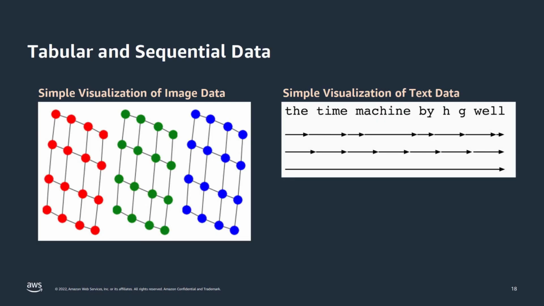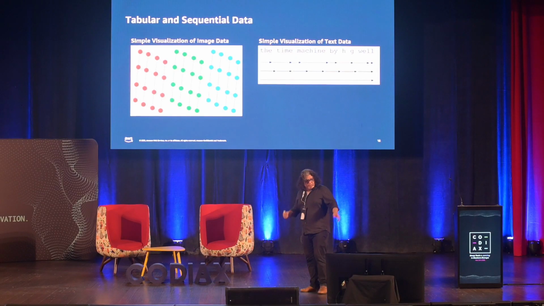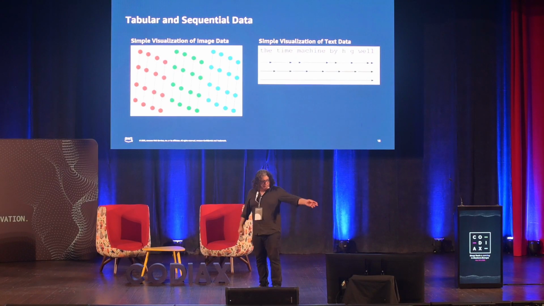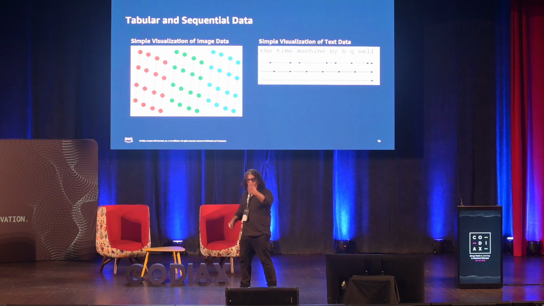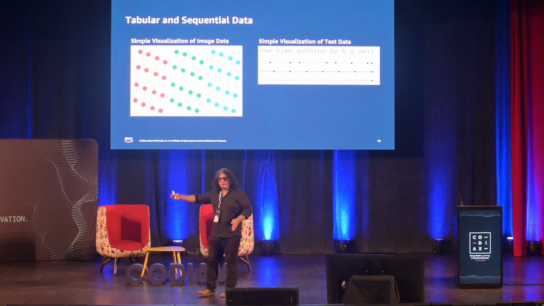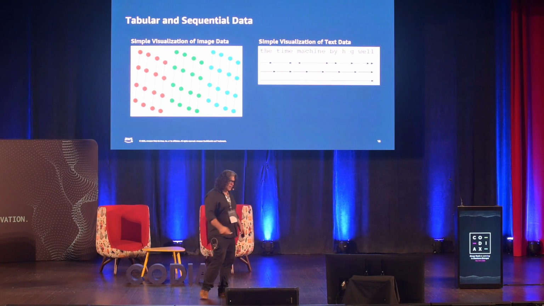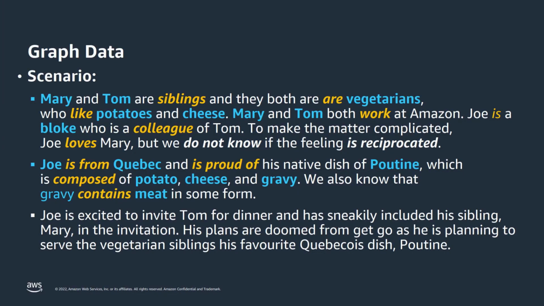So that's tabular and sequential data. This is pretty much all we can do with deep learning. They're either tabular, in a way that on the left side you have the image, with the RGB channels in a grid, or on the right side you have the sequential data, and that's about all you can do with deep learning.